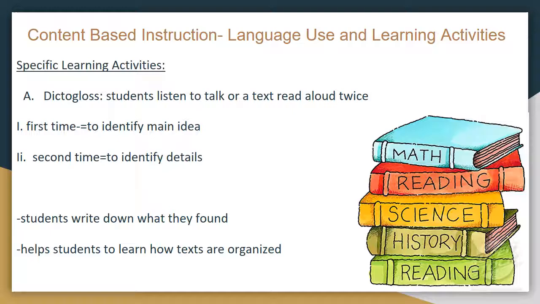The second time the student listens, they're trying to pick out the specific details of the passage. And the idea is that later students will write down what they found, and based on that and through discussions, students have an understanding of how texts are organized. So normally texts are organized, especially nonfiction texts, with a topic sentence that tells you what the paragraph is going to be about. And then the following sentences after the topic sentence are specific detail sentences that provide evidence for the topic sentence or provide support for why the topic sentence is correct.